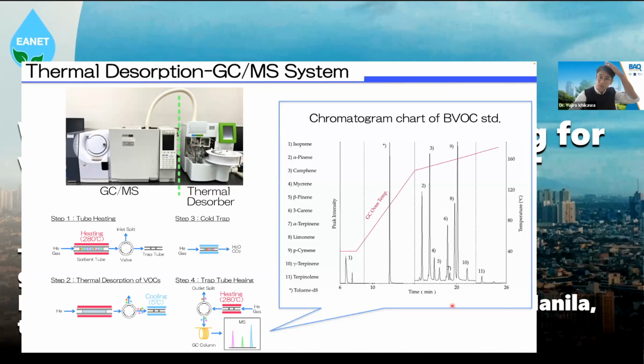And the chromatogram you see on the right side right here is the result of biogenic VOC, which is the research I am currently working on. And maybe I would like to introduce the biogenic VOC study at another time.